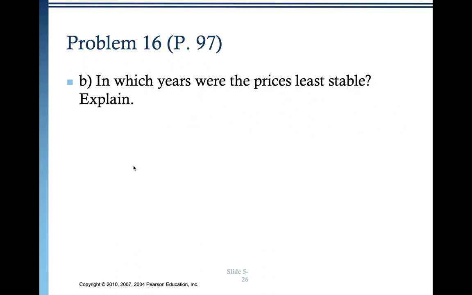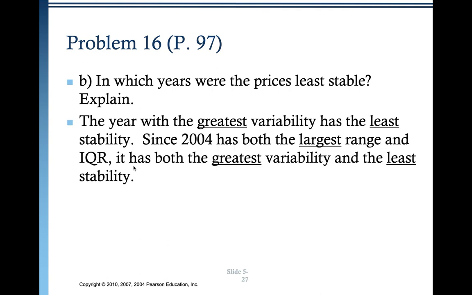In what years were the prices least stable? Explain. Okay, so the year with the greatest variability has the least stability. Since 2004 has both the largest range and IQR, it has the greatest variability and the least stability.